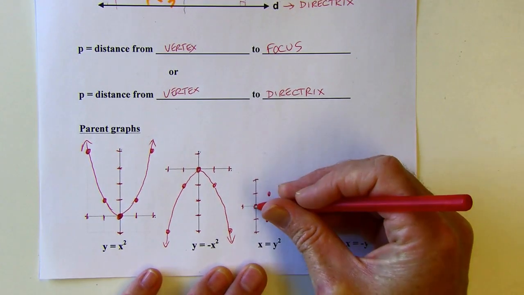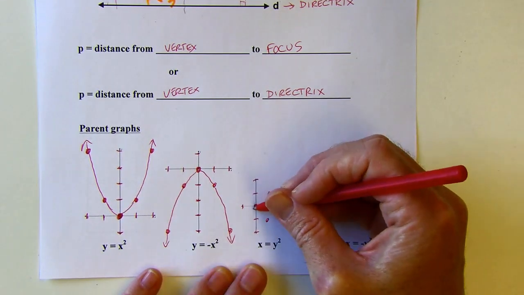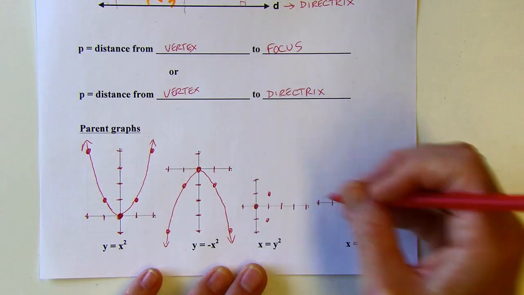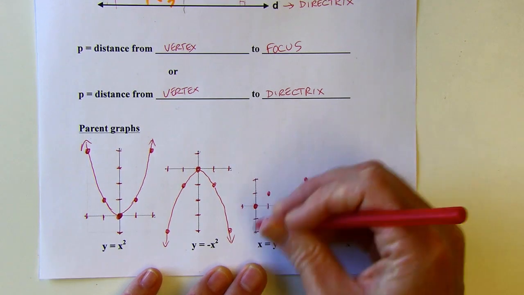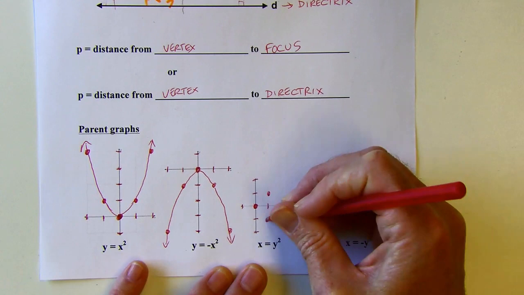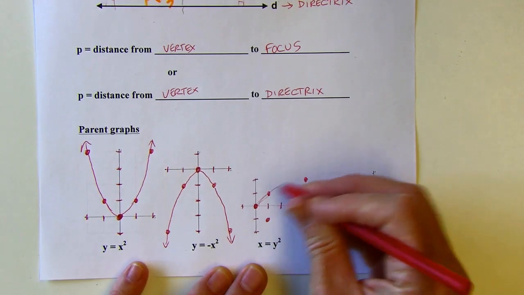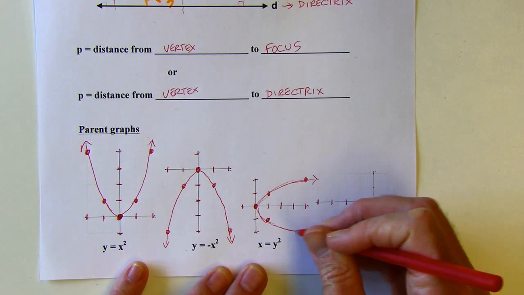So here's my vertex, and instead of going up 1 to the right 1, well, I'm still going up 1 to the right 1, but then I'm going down 1 to the right 1, okay? And I'm going to go up 2 to the right 4, and down 2 to the right 4. Okay, and this is a new parent graph. So an x equals y squared parent graph.